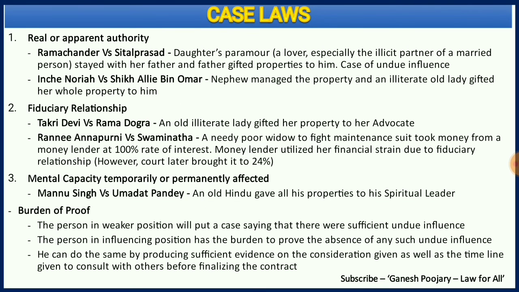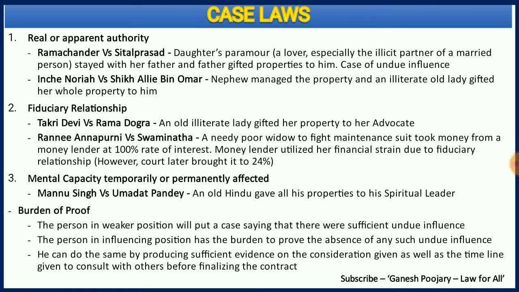Out of three circumstances, the first circumstance is real or apparent authority utilized for undue influence. I am discussing two interesting case laws, the first being Ramachandar versus Sital Prasad. What happened here? There was a father and daughter, and this daughter was married. She, instead of staying with her husband, was living with her father at his home along with her illicit partner. Now, this illicit partner influenced her father so much that he gifted all his property to him. Now, this is a case of undue influence and such contract is voidable.